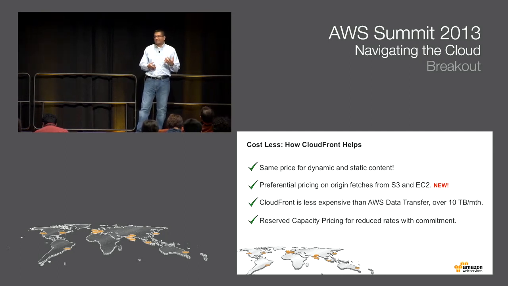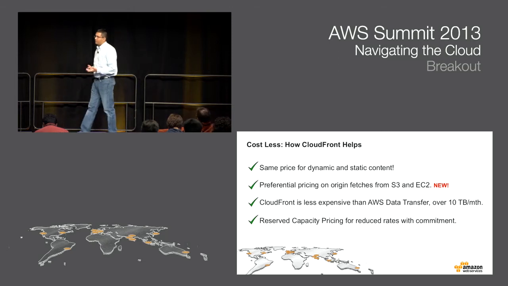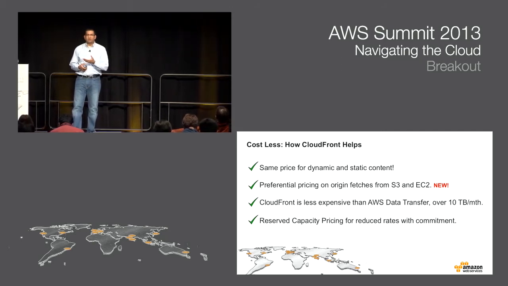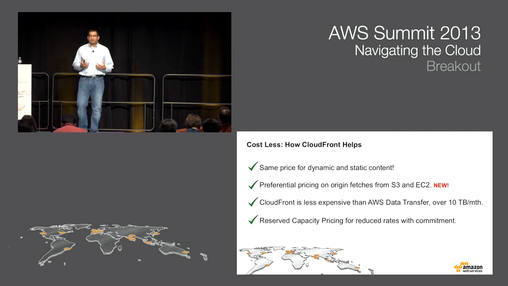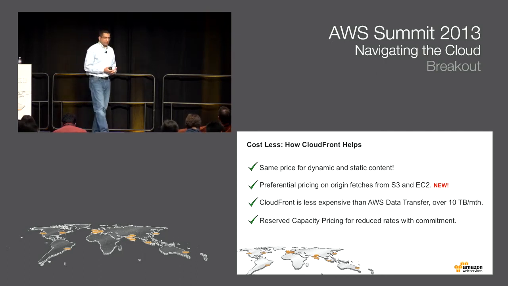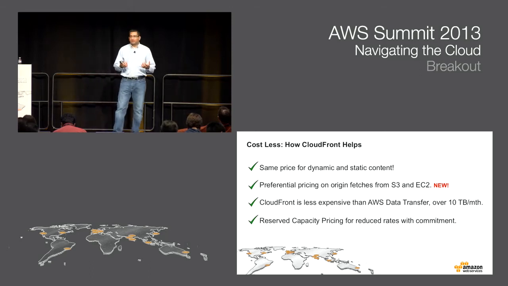CloudFront is also less expensive than AWS data transfer out of S3 or EC2 for higher volumes of usage. So if you compare the public AWS data transfer rates with CloudFront's rates available on our website, you'll notice that above 10 terabytes of delivery per month, CloudFront is actually less expensive to use. And finally, if you have a large volume of delivery per month and are able to make a minimum commitment, CloudFront does offer reserved capacity pricing as well.